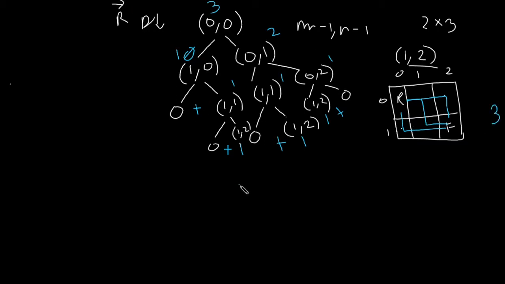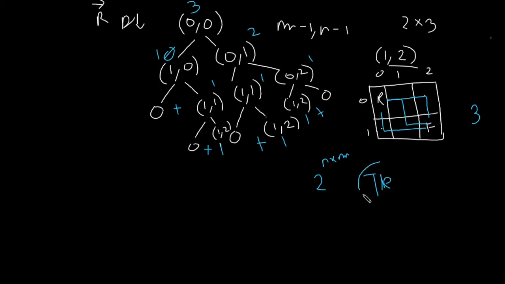But the time complexity for this algorithm is actually 2 to the power m times n, or you can say m into n, similar, okay? Since it is 2 to the power m into n, if the size of the grid is too high, then it will show a TLE, right? It is going to show us a TLE. Now we have to remove this TLE, right?